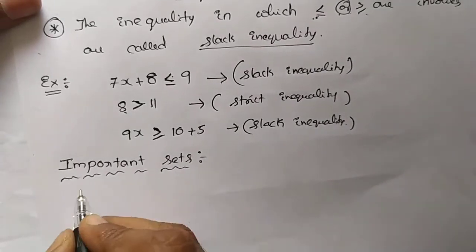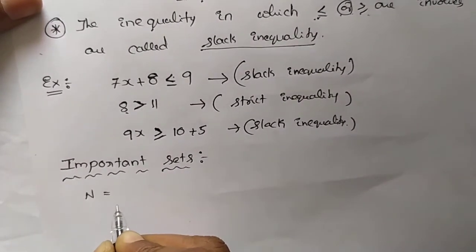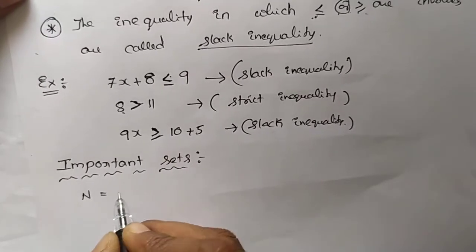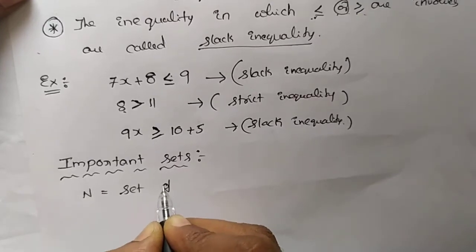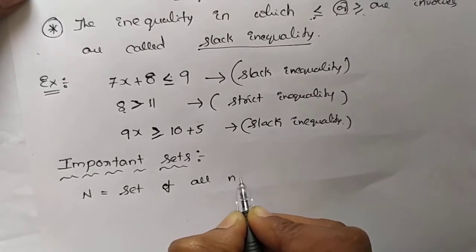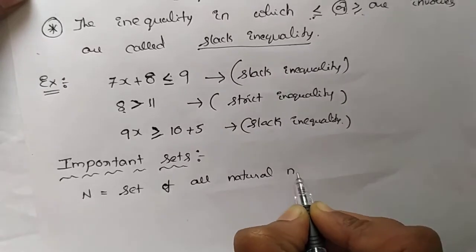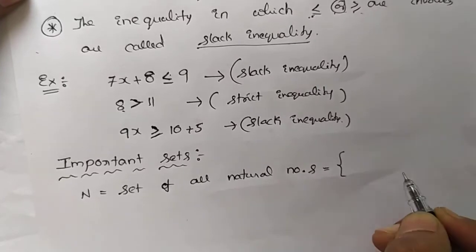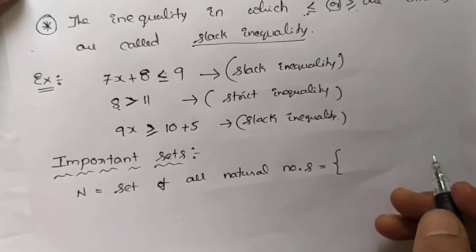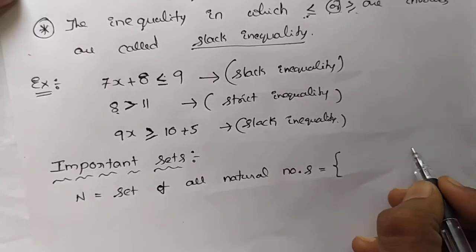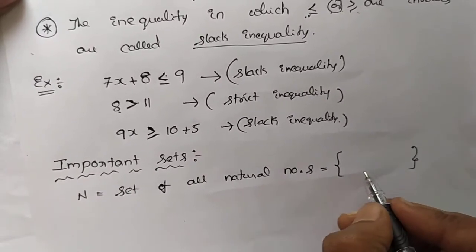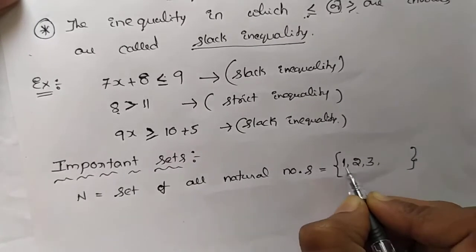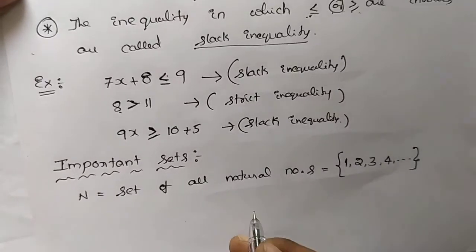The first one will be the natural numbers. Natural numbers are denoted by the capital letter N. N is nothing but the set of all natural numbers. I already told you in the bridge course itself what is meant by natural numbers, whole numbers, integers, positive integers, rational numbers, real numbers. All these things we already learned in our bridge course. So natural numbers start from 1, 2, 3, 4, 5, 6 and so on.